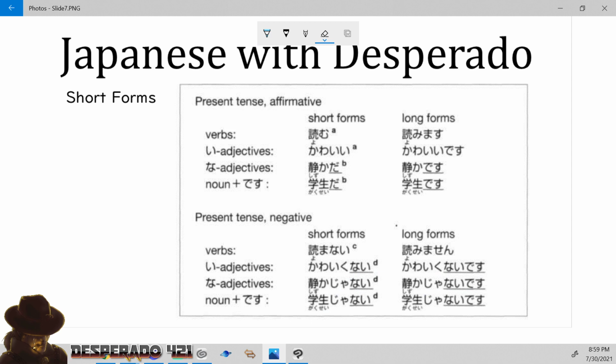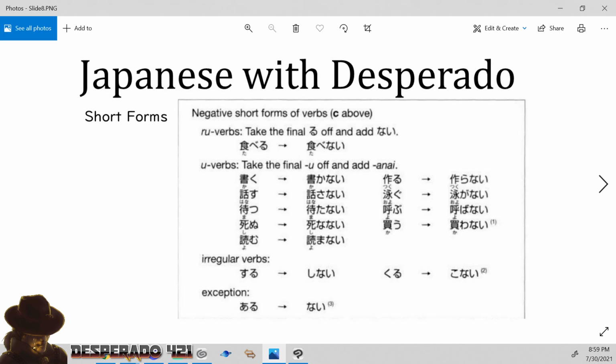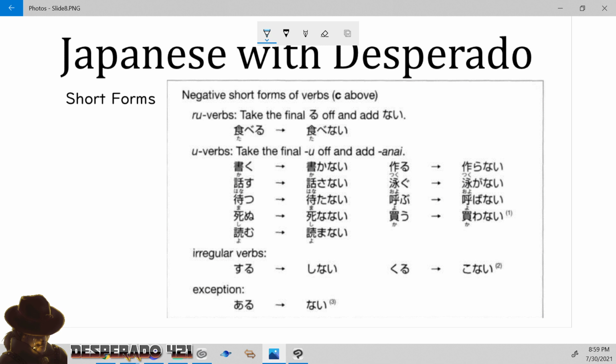All right, let's move on to our next part here. Do you remember all of these? If it's a ru verb, like most other rules we've learned with ru verbs, you just drop the ru and add nai. So taberu becomes tabenai. As an example, miru is also a ru verb, so miru becomes minai. Very good.